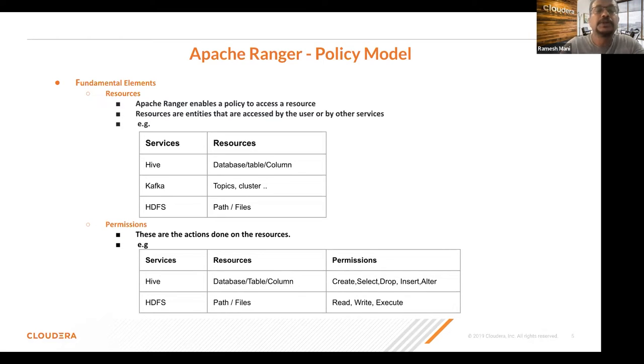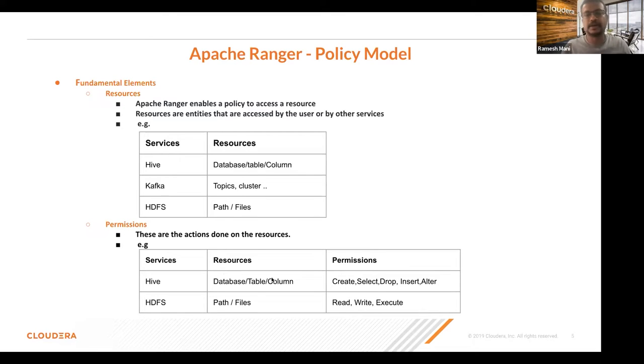But to control the access, there should be a centralized mechanism. And to provide a centralized mechanism, this policy model comes into the picture in Ranger. So it is good to understand how the policy model works. That's why you should know that there is a service, and you think about the resources for those services. Then the next step is that for the service and for the resources, there will be permissions.